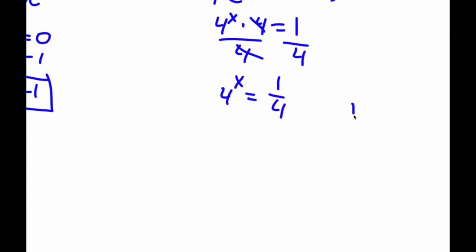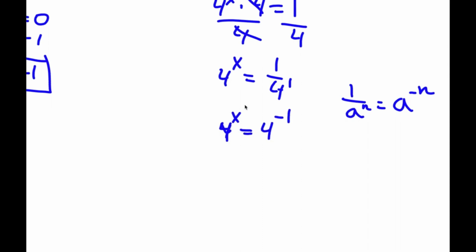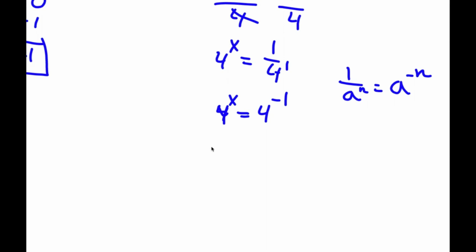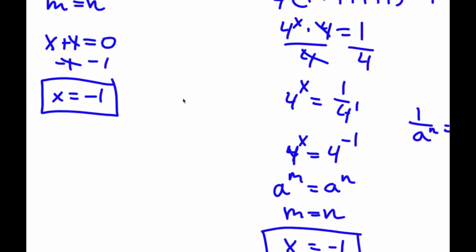Now if I have something in the form 1 over a to the power of n, this is the same thing as a to the power of negative n. So in this case, I have 1 over 4 to the power of 1. And now this is going to equal 4 to the power of negative 1. So I have 4 to the power of x is equal to 4 to the power of negative 1. And if I have something in the form a to the power of m is equal to a to the power of n, then m is equal to n. So in this case, x is equal to negative 1. So this is another method of solving this problem.